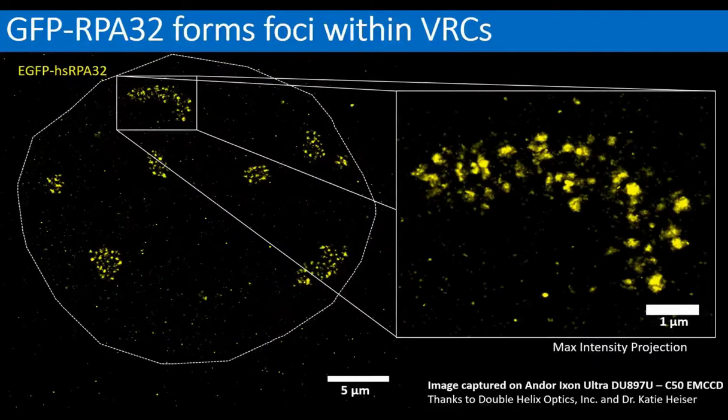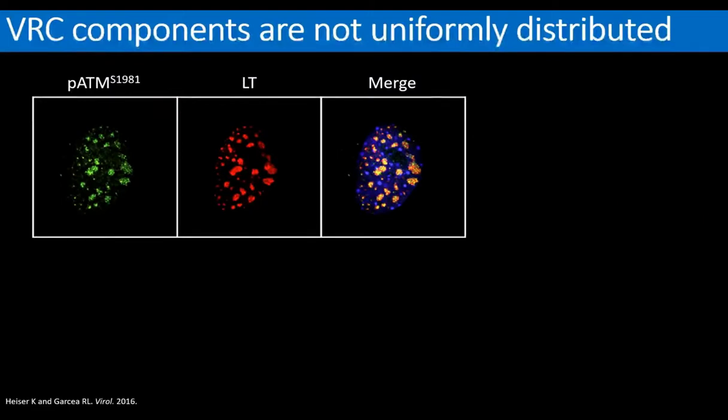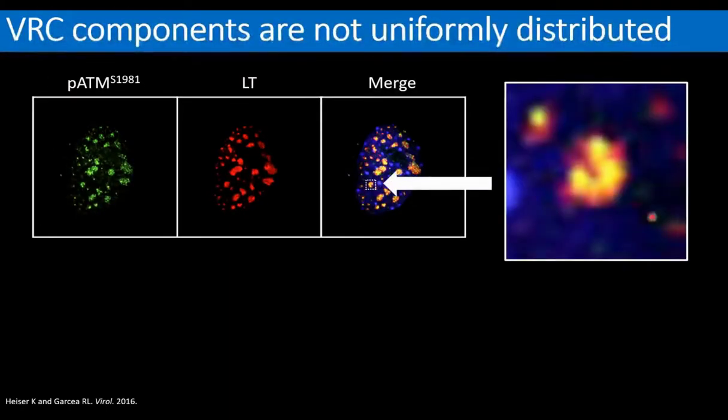While this result was really exciting in and of itself, in a more general sense, it suggested that other VRC components may not be uniformly distributed. So in other words, there may be areas within VRCs where different components are concentrated. We've seen hints of this before using laser scanning confocal microscopy when imaging large T antigen and other VRC components, in this case phospho-ATM, an activated DNA damage response kinase, in areas like this. These two proteins clearly occupy a similar space within the nucleus, but the overlap is imperfect at the replication center itself. There are regions where either protein is independent of, or at least much brighter than, the other.